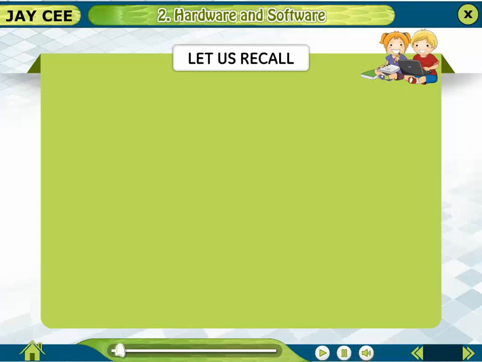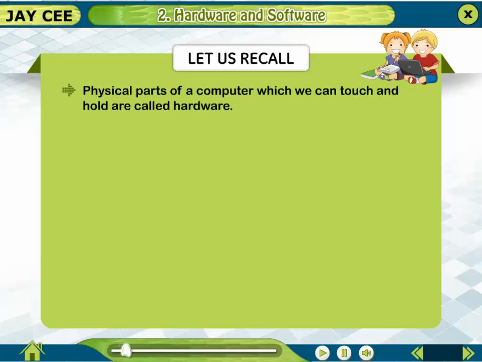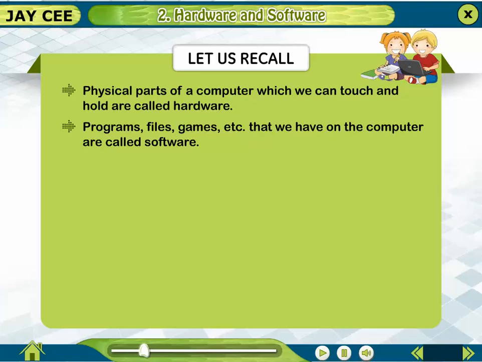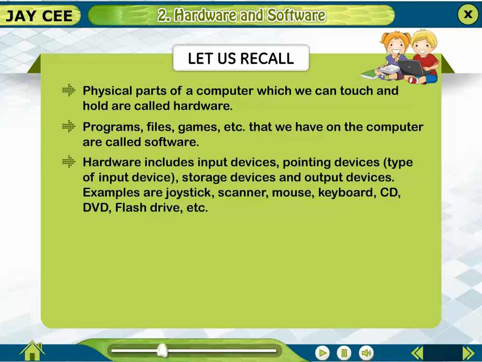Let us recall. Physical parts of a computer which we can touch and hold are called hardware. Programs, files, games, etc. that we have on the computer are called software. Hardware includes input devices, pointing devices, type of input device, storage devices, and output devices. Examples are joystick, scanner, mouse, keyboard, CD, DVD, flash drive, etc.